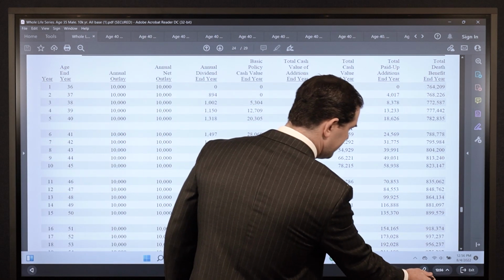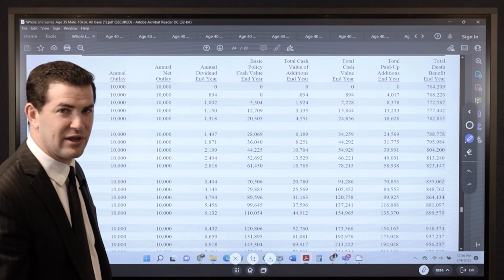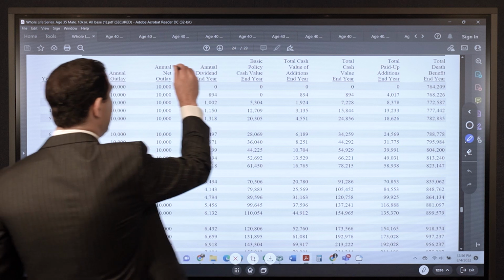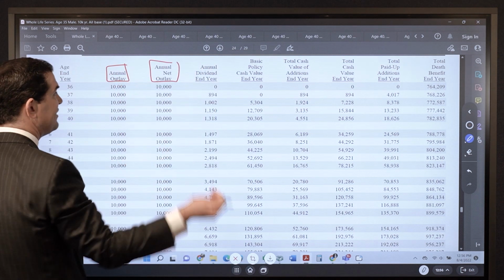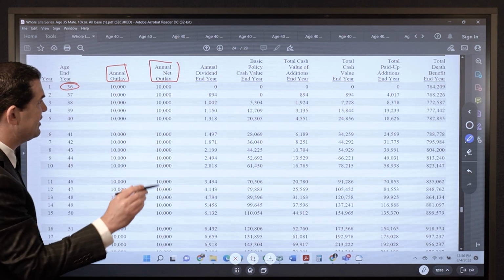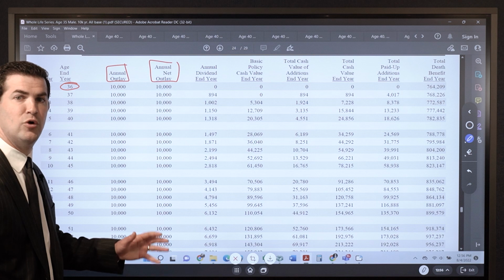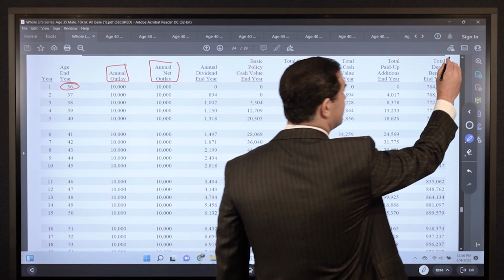And what do you notice here? First, you might look at this and think, look at these instructions, there's like a million columns here. Well, annual net outlay or annual outlay, these two are the same. If this is you, this is a 35-year-old individual, at the end of the first year is 36, but if this is you, this assumes you're going to pay $10,000 per year for a life insurance policy.